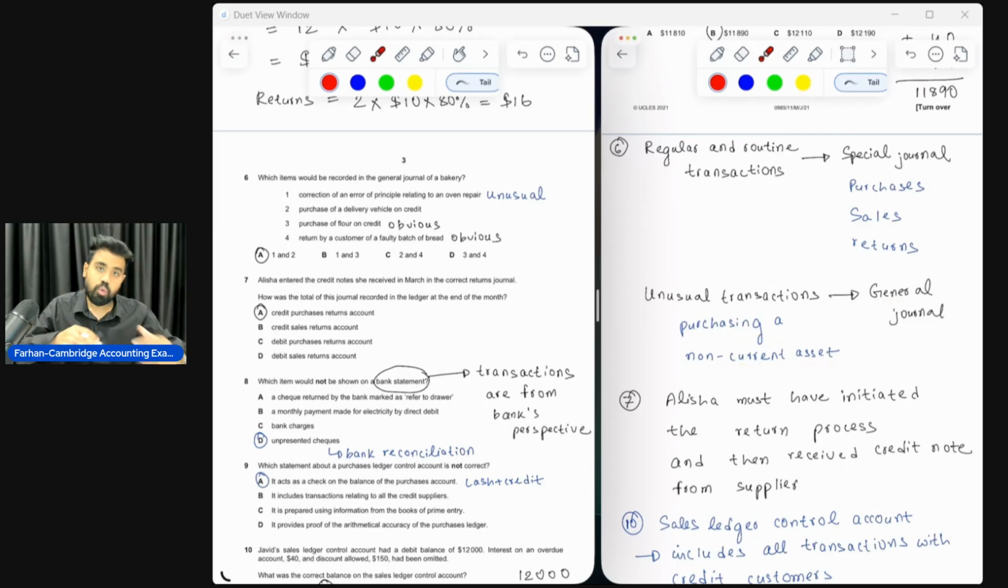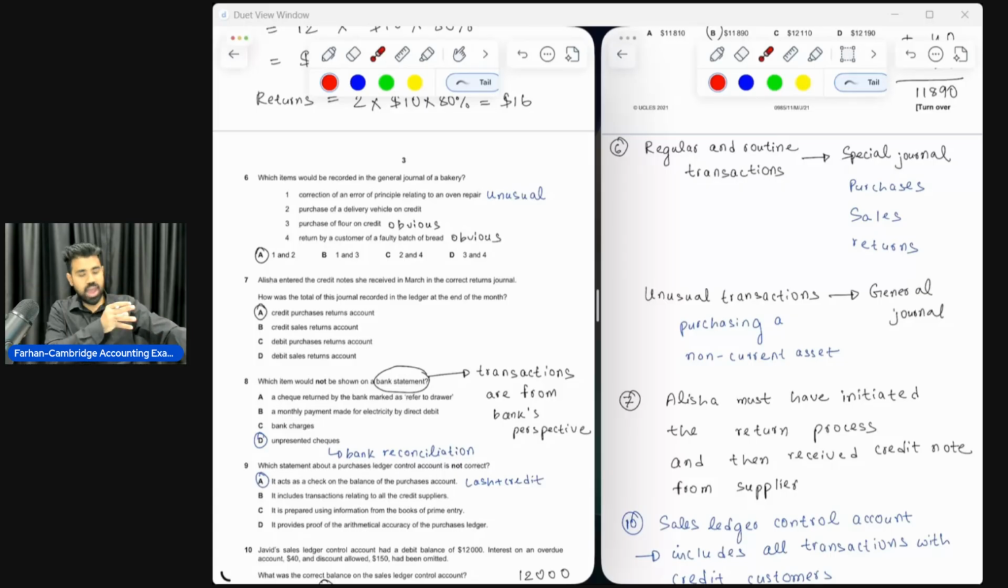Other than that, what other unusual transactions do we have in the statements given? Let's look into statement number 1. Correction of an error of principle relevant to an oven repair. So this is an unusual transaction. Why? What do we understand by an error of principle? An error of principle refers to transactions recorded under the wrong classification. For example, if you had a repairs expense, you included it as the cost of a non-current asset.